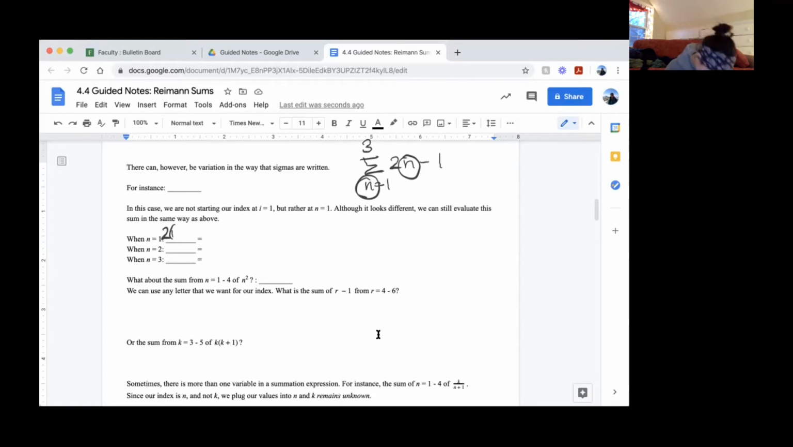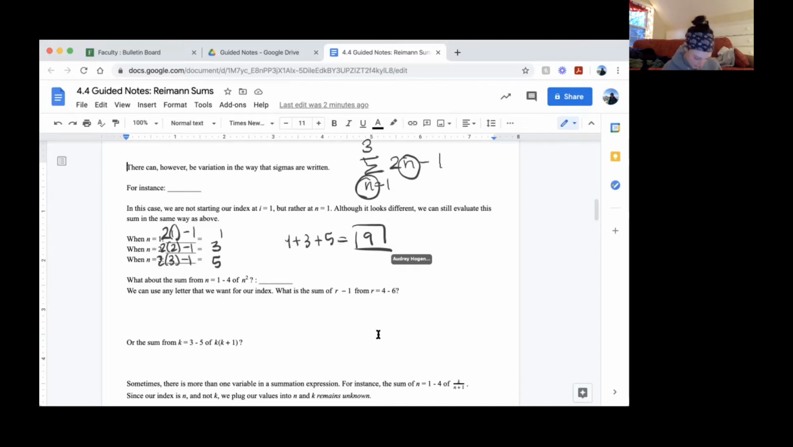Okay, 2 times 1 minus 1 is equal to 1. 2 times 2 minus 1 is equal to 3. And 2 times 3 minus 1 is equal to 5. And then we know summation means sum, adding. So 1 plus 3 plus 5 is equal to 9.